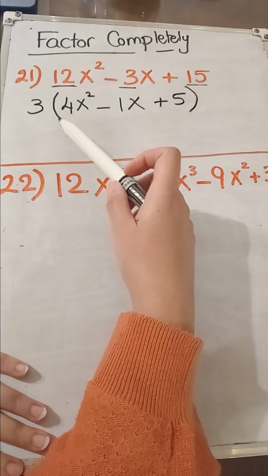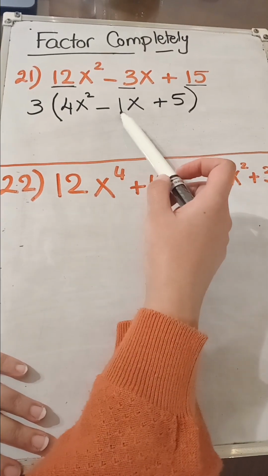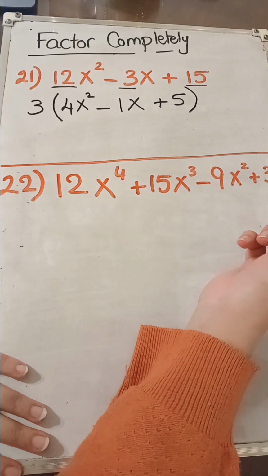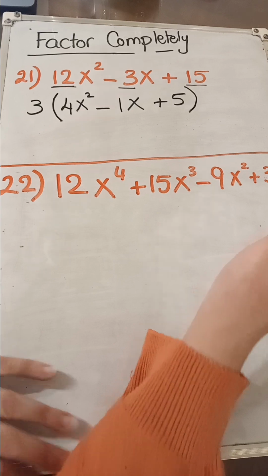I need to make sure that inside the parentheses I cannot factor further. For 4x squared minus 1x plus 5, I cannot factor it more than this, so this is where I stop.